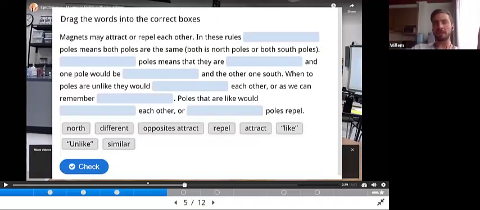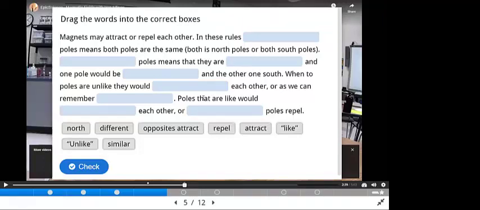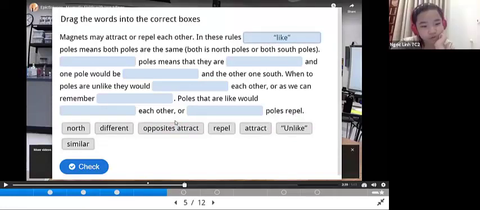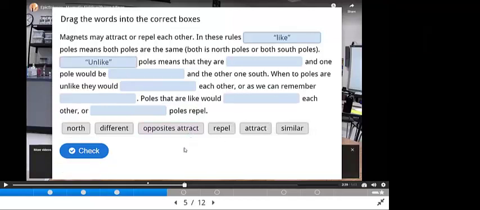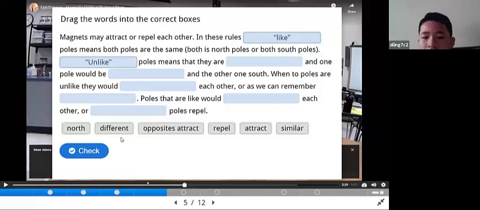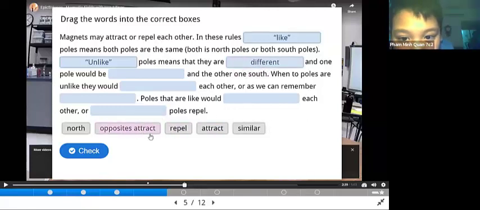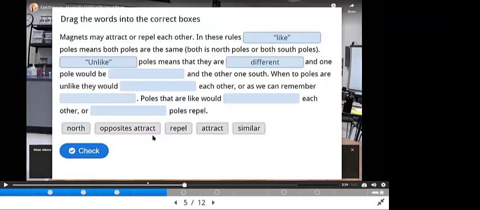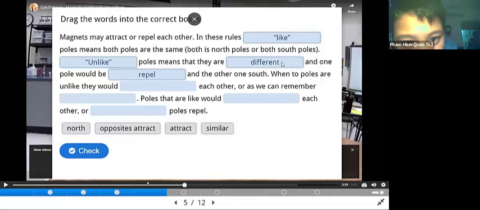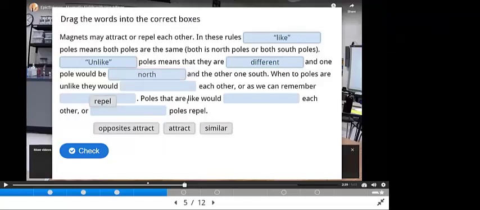So magnets can either attract or repel each other. Now, in these rules, what does it mean? Like poles repel. Unlike poles attract. Opposites attract. Different poles attract. If one would be north and one would be north, they repel. Unlike poles attract.